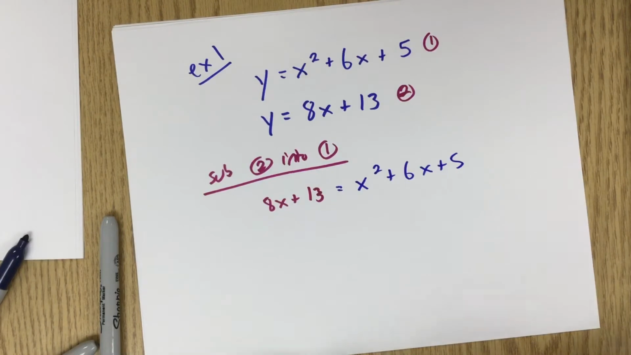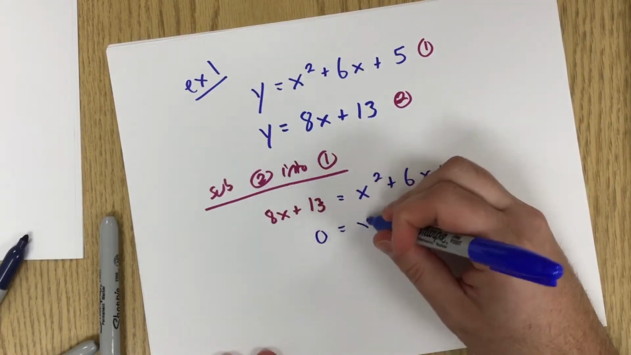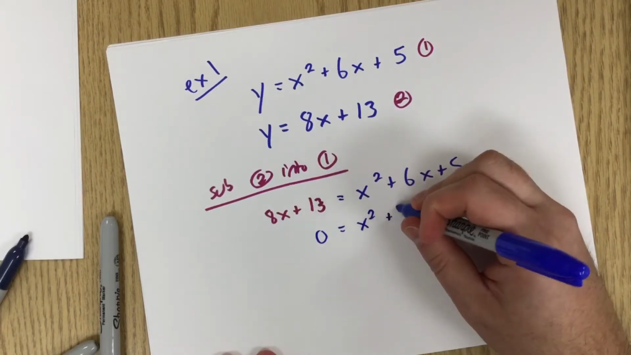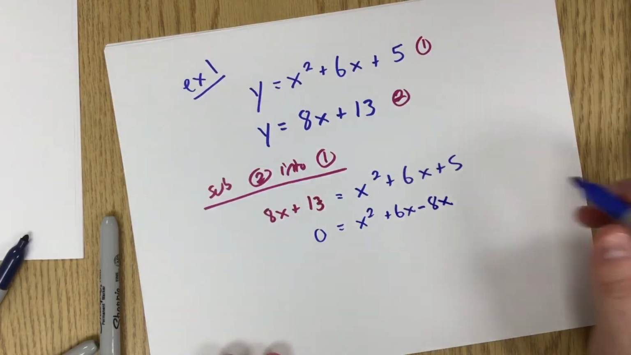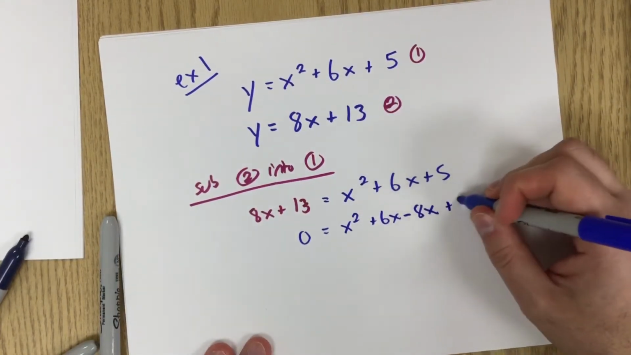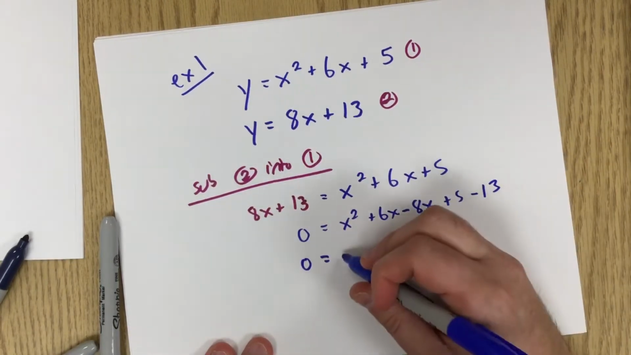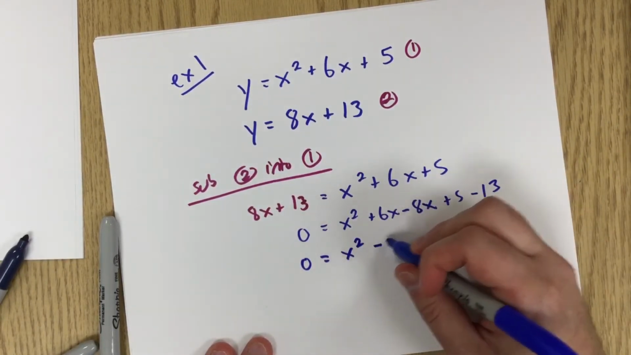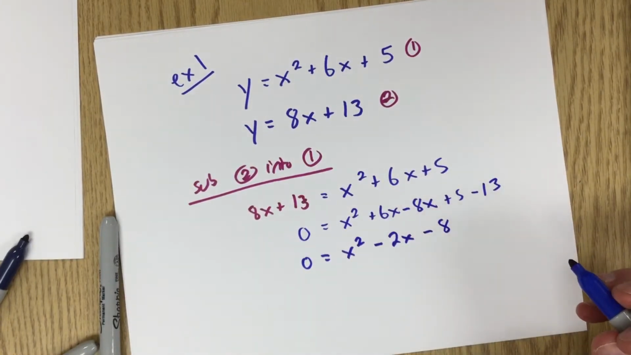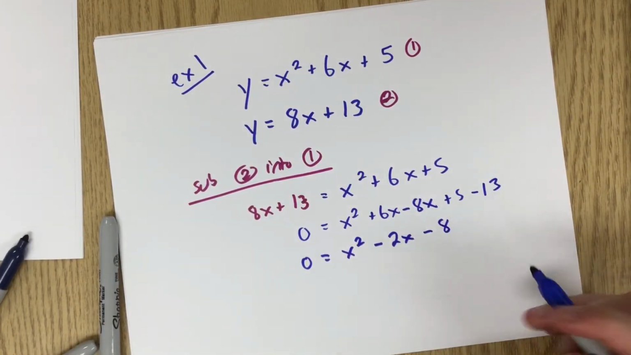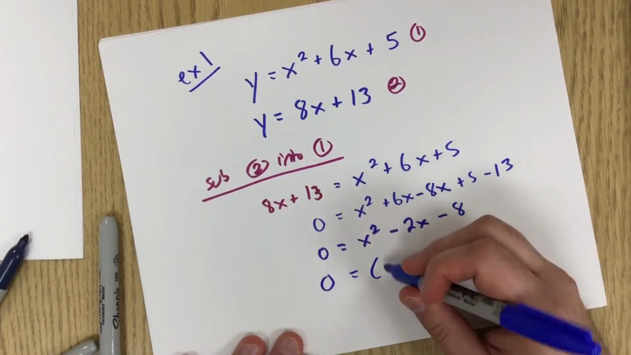Now how do we solve things that are quadratics? What we do is we make one side equal to 0. So 0 equals x squared plus 6x. The 8x goes to the other side and becomes minus 8x plus 5. The 13 comes over and becomes minus 13. So 0 equals x squared minus 2x minus 8. And you could use the quadratic formula for this to solve it, or you could factor it. I'm going to factor it because it will make my life easier.